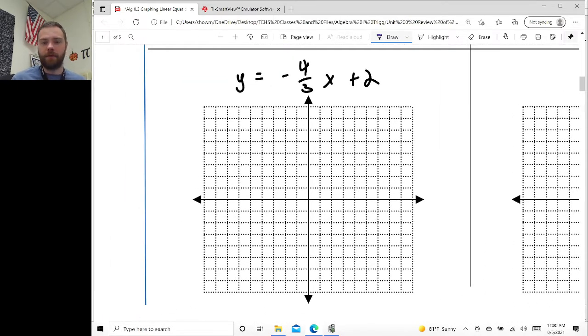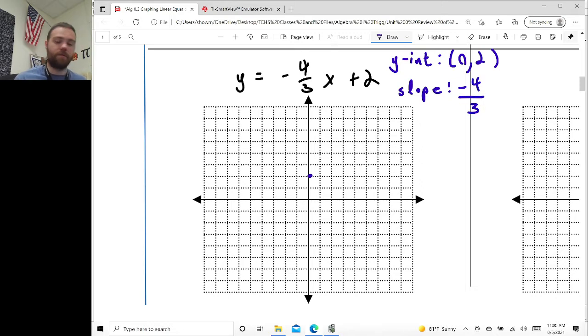We got another one here. So I encourage you to try this one on your own. Pause the video. So assuming you've had a go at it, y-intercept is (0, 2). And that comes from this b term, positive 2. And the slope is negative 4 over 3.